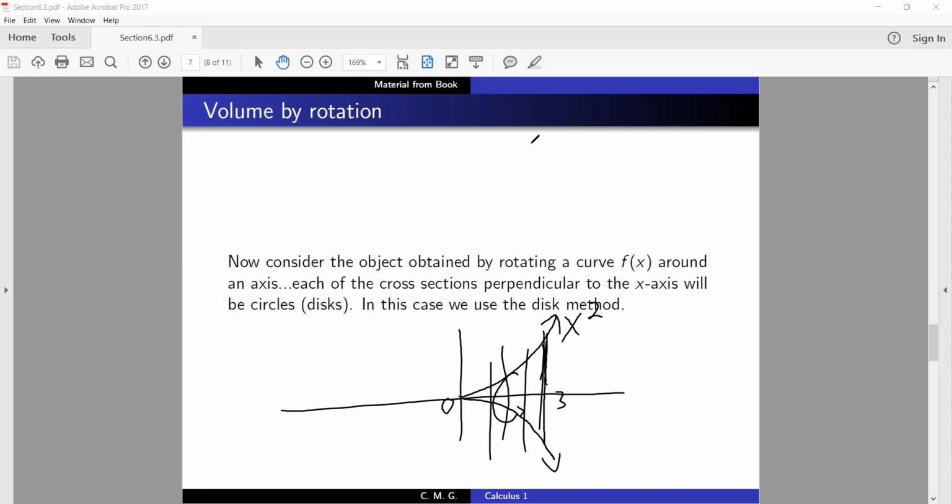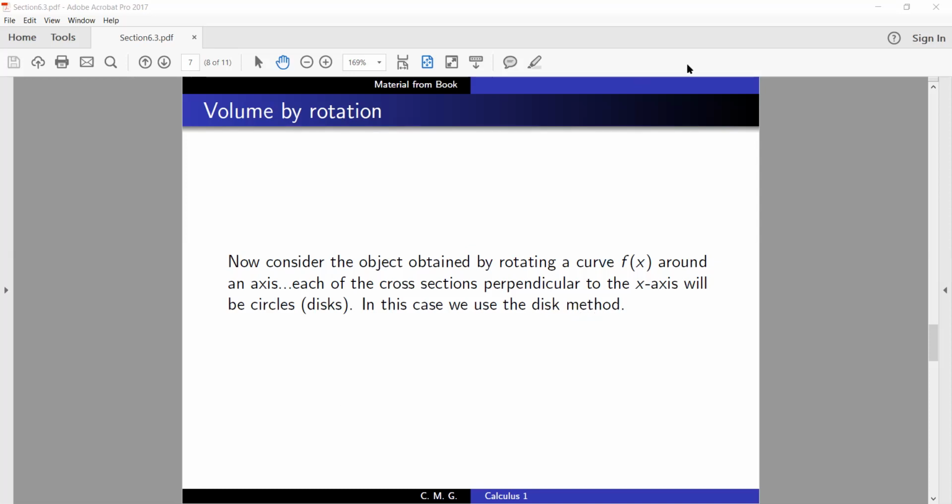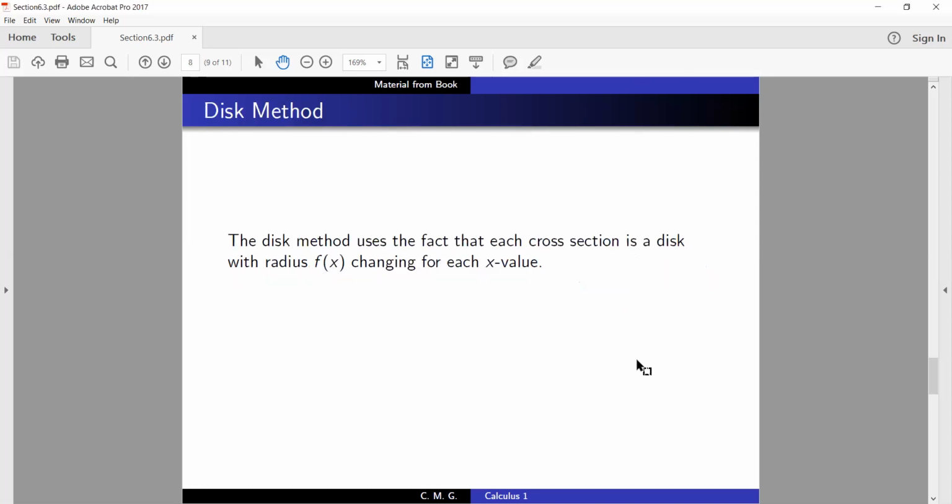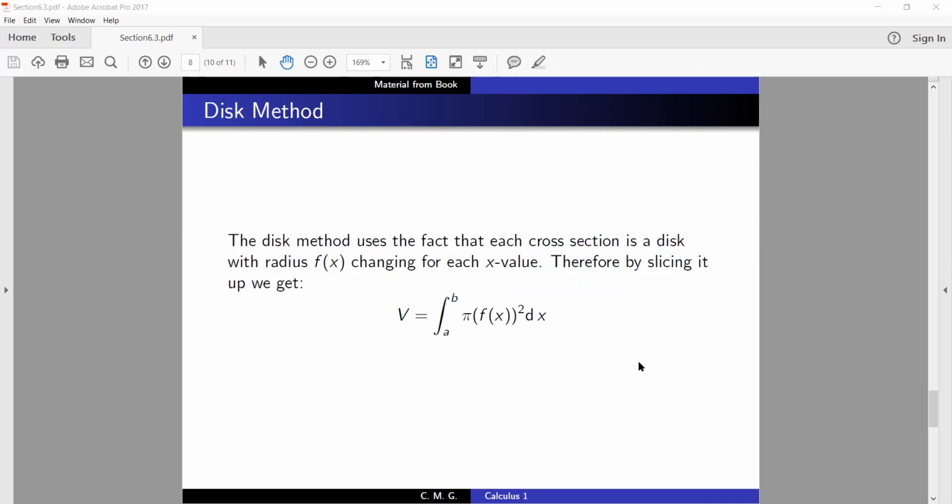Now that's nice in particular, because every time I rotate any function about the x-axis here, I get the same cross-sectional area. So that same cross-sectional area will work for each of these. So if I think about this, we end up with the cross-sectional area of a circle, and the area of a circle is pi r squared, and that radius is given by the function value.